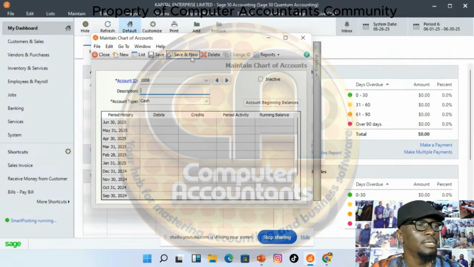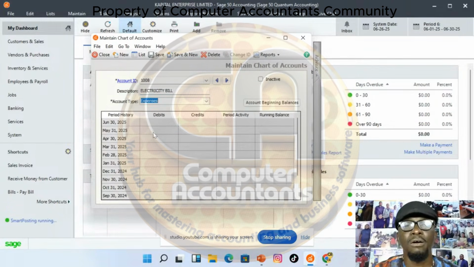Then the next one is 1008. You have electricity bill. Okay, which is also an expense, an admin expense or operational expense, depending on your company.